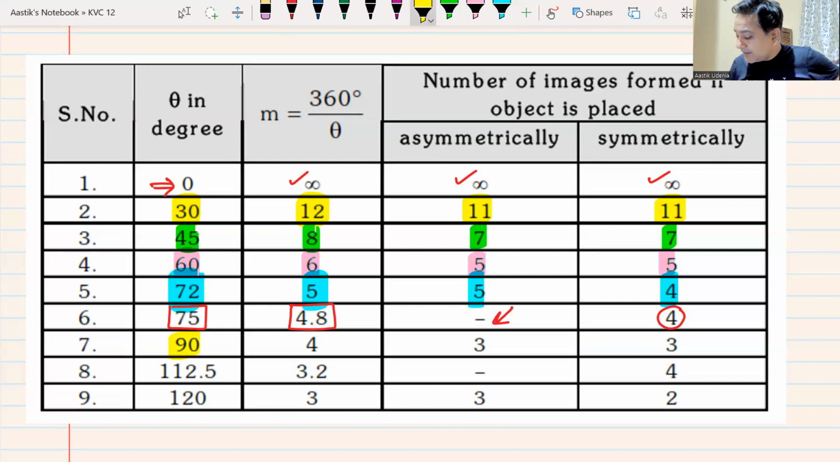90 is simple. For 90 you have n as 4, so this is even. So n minus 1 will be 3 images. If I take one more, 112.5, just a number like this because I want to give again a fraction, 3.2. 3.2 is a fraction, so asymmetrically I cannot say. Symmetrically, I have to look not at the nearest integer. The nearest integer is 3. Someone said nearest integer, sir. No, not the nearest integer. Nearest even integer, and hence the answer is 4.